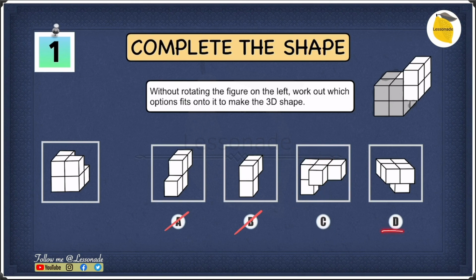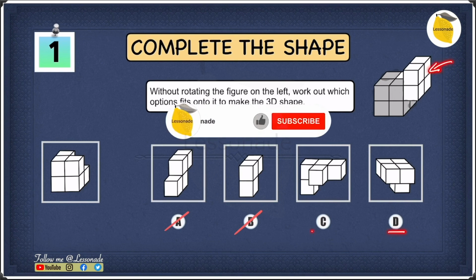Now move on to D. In D, we have 1, 2, 3, 4, and 5. We have 5 cubes, which is the correct number as well. So leave D as it is as well. So now we're left with C and D. We need to find another difference that could help us find the answer between C and D. And if you notice, the number of cubes we're left with look more similar to D than they look to C, which means our answer must be D.